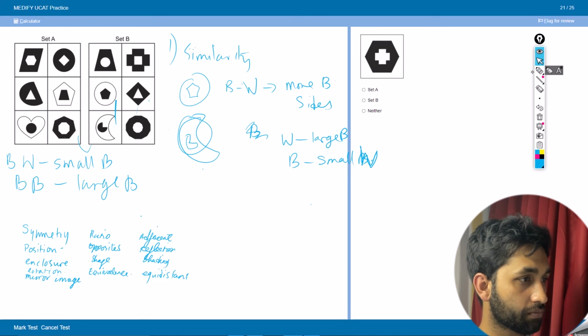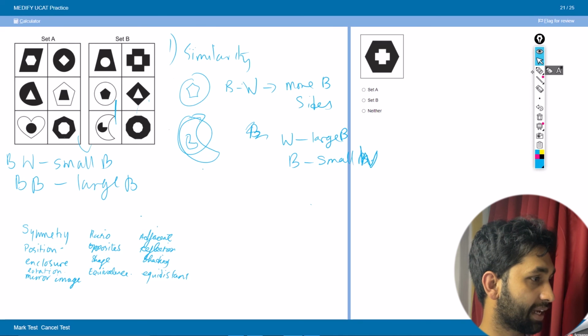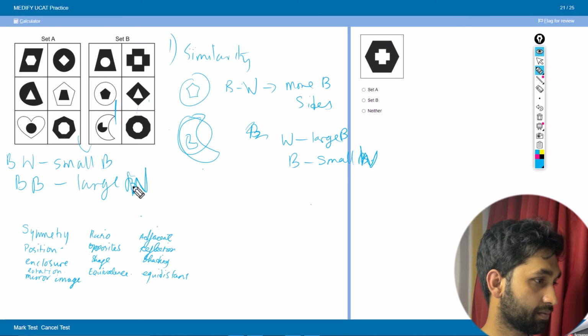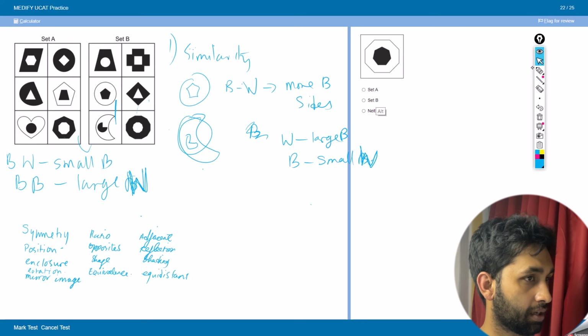So this one here, you've got 3, 6, you've got 6, and then 1, 2, 3. So you've got a big black and then a large white. I was meant to put that as a large white. I think that's set A.